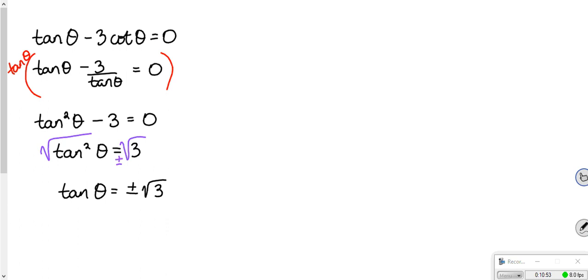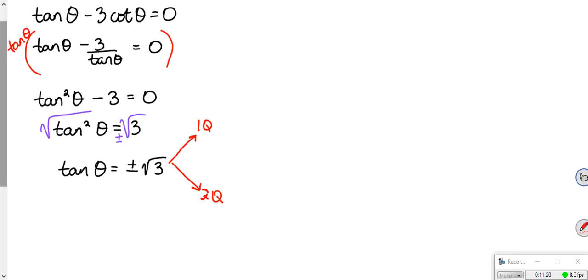Now, that means it's going to happen in essentially every quadrant. Tangent, if you remember, is positive in the first, negative in the second, positive in the third, negative in the fourth. So really, we only need to find them in the first 2 quadrants. So let's just do first quadrant and second quadrant.